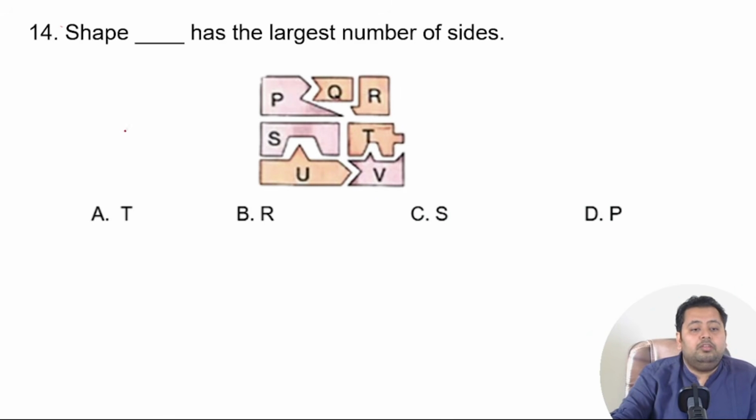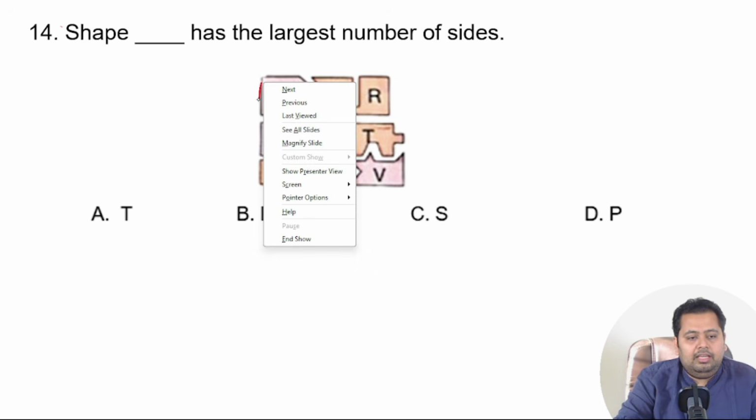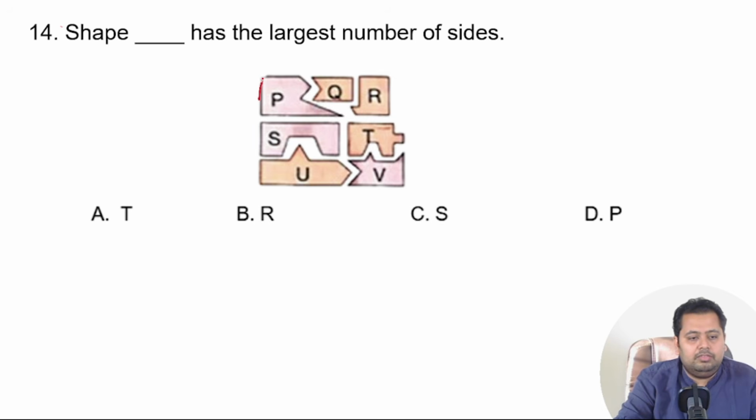Great. I hope you would have got it right. Let's try and solve it together. So P here has how many sides? So this is a side, right? This is 1, this is 2, this is 3, this is 4, this is 5, and this is 6. So P has 6 sides. Now coming to Q. This is 1, this is 2, this is 3, this is 4, this is 5. So Q has 5 sides.